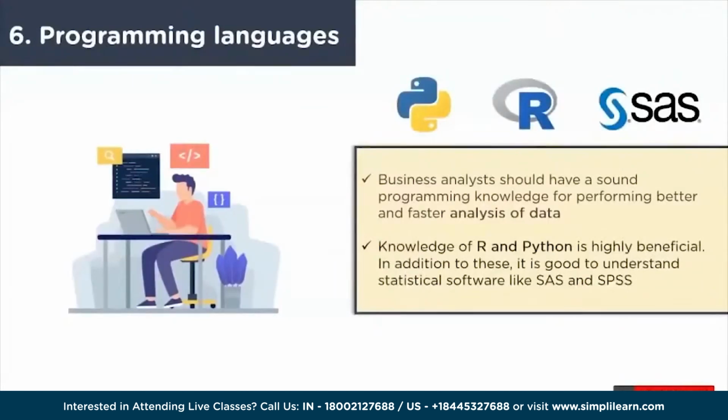Both R and Python have a vast collection of libraries and packages for data manipulation, data wrangling, data visualization, and data analytics. Some of these libraries are NumPy, Pandas, dplyr, tidyr, ggplot, and matplotlib. In addition to these, it is good to understand statistical software like SAS and SPSS. Using these programming languages such as Python, R, and SAS, you can analyze and visualize large datasets as well as create machine learning models for making future business predictions.